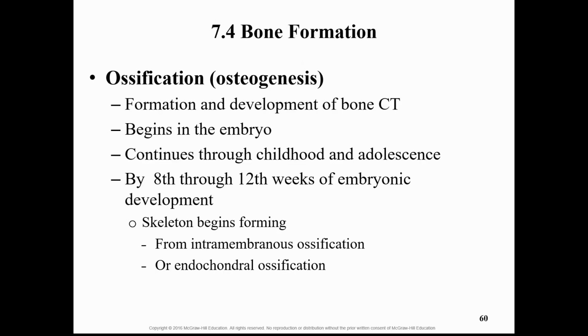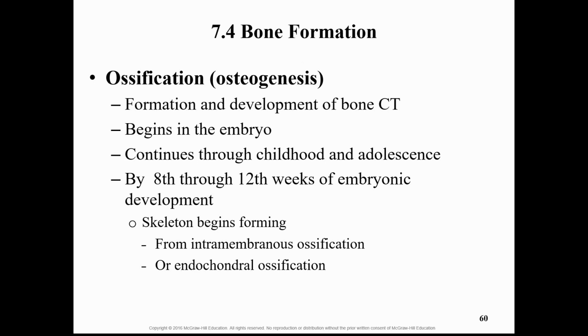Now, ossification, or osteogenesis as it's known, is the development of bone connective tissue. This begins in the embryo. By about week 8 through 12 of embryonic development, the skeleton is starting to form. We have intramembranous ossification and endochondral ossification. So just as we had two types of cartilaginous growth, interstitial and appositional, we have two types of skeletal growth, intramembranous and endochondral.